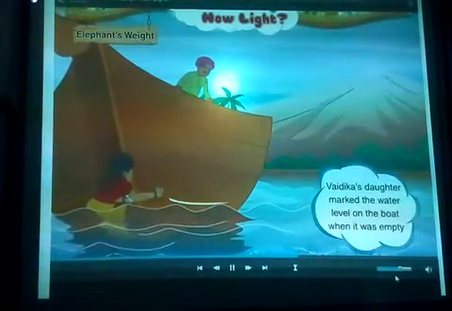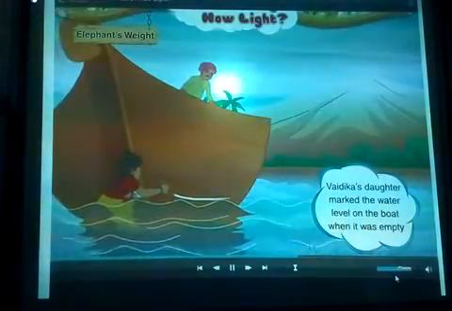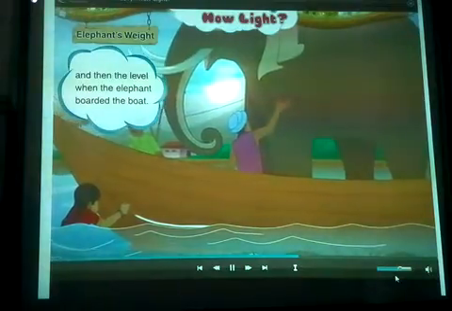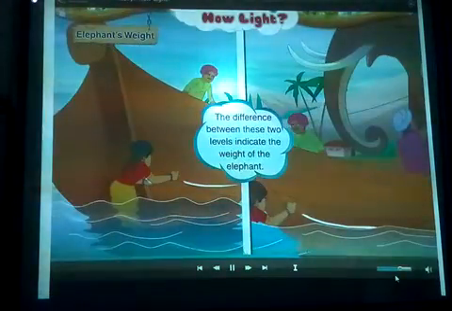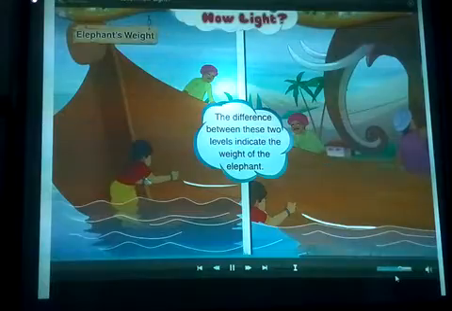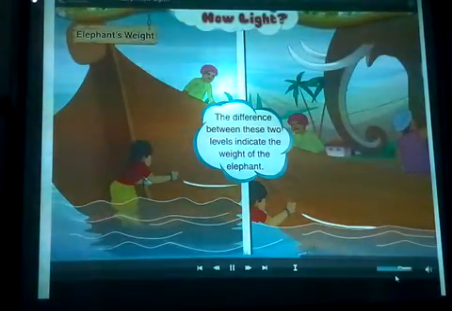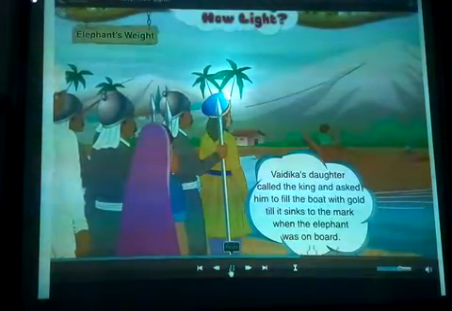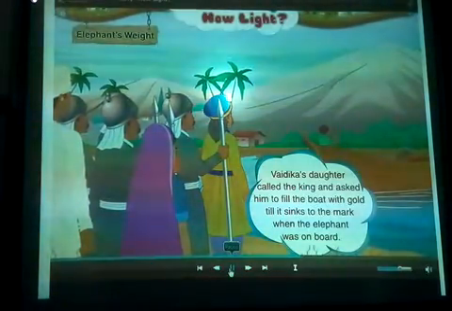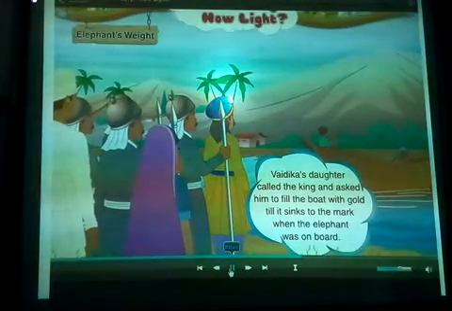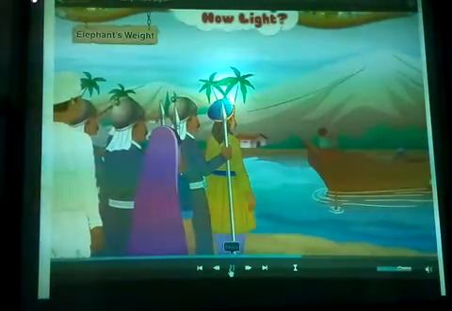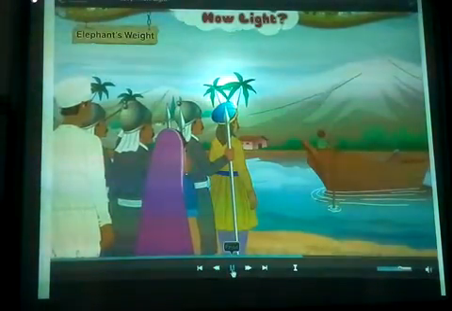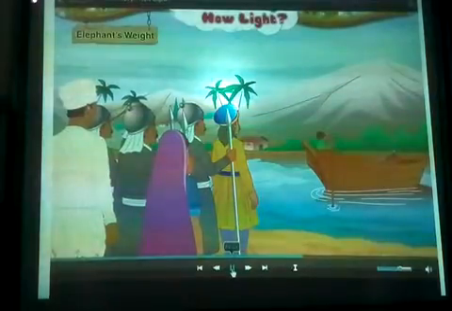Vedika's daughter marked the water level on the boat when it was empty, and then the level when the elephant boarded the boat. The difference between these two levels indicates the weight of the elephant. Vedika's daughter called the king and asked him to fill the boat with gold till it sinks to the mark when the elephant was on the boat. Thus, Vedika's clever daughter got the gold equal to the elephant's weight from the king.